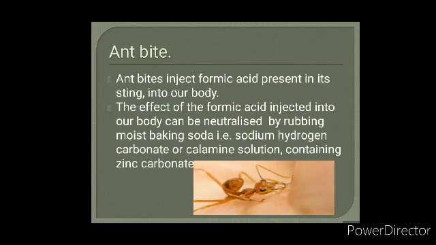When we rub these bases on the affected area, it will neutralize the effect of formic acid. If it gets neutralized, then we will get relief from the pain.